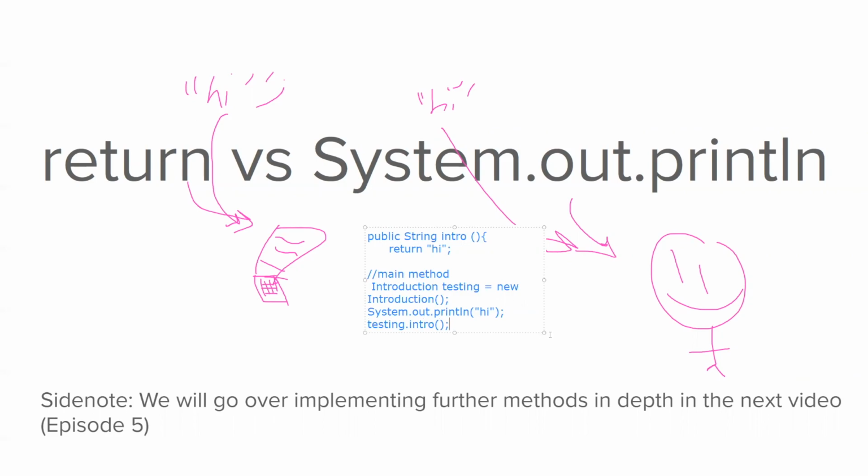Okay. So here, there are a lot of new things that we have to watch out for. So here's the method. I forgot to put a closing bracket, okay? Each method needs an opening bracket and a closing bracket. So here I have this method, it returns hi. Then we have this main method, and we create the new object, okay?